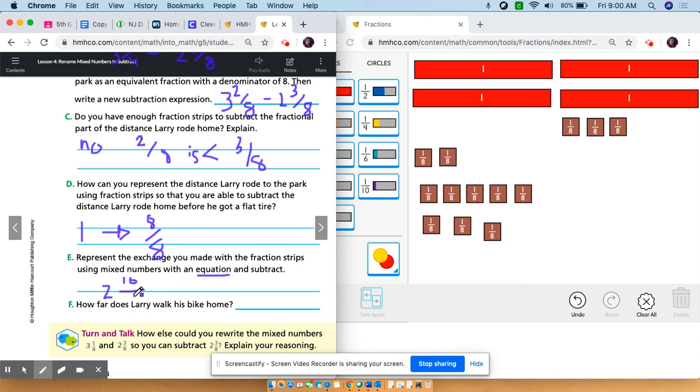And I know you're saying, well, we can't have a bigger number on top. Well, in this case, we kind of need it because we need to subtract. Okay, and we've done this before when we've had dots and sticks. Okay, and then I'm still subtracting that 2 and 3 eighths.